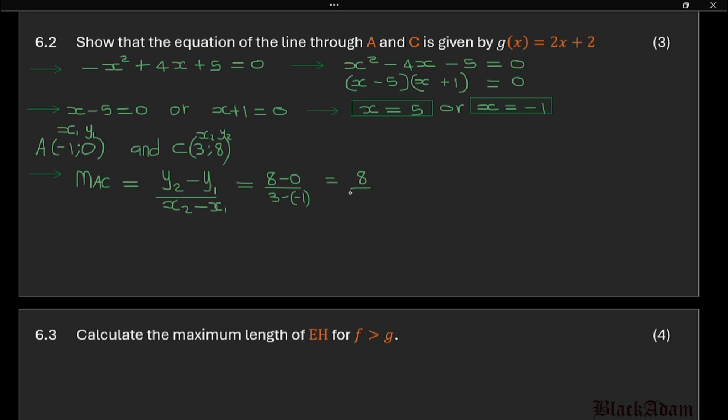So that gives us 8 over 3 plus 1. Negative is positive, so that's 8 over 4. So 8 divided by 4 will give us 2. So our gradient is 2. So remember from the equation we already found the gradient is 2, which is correct.